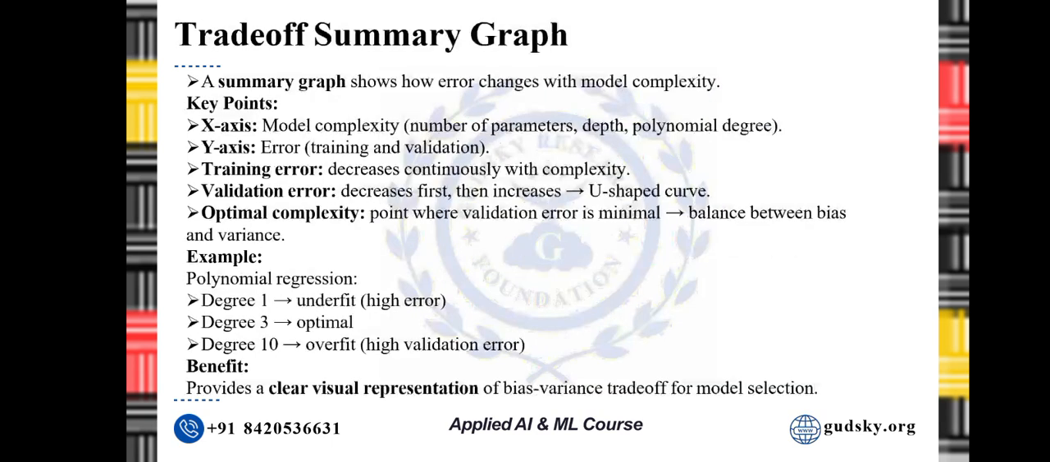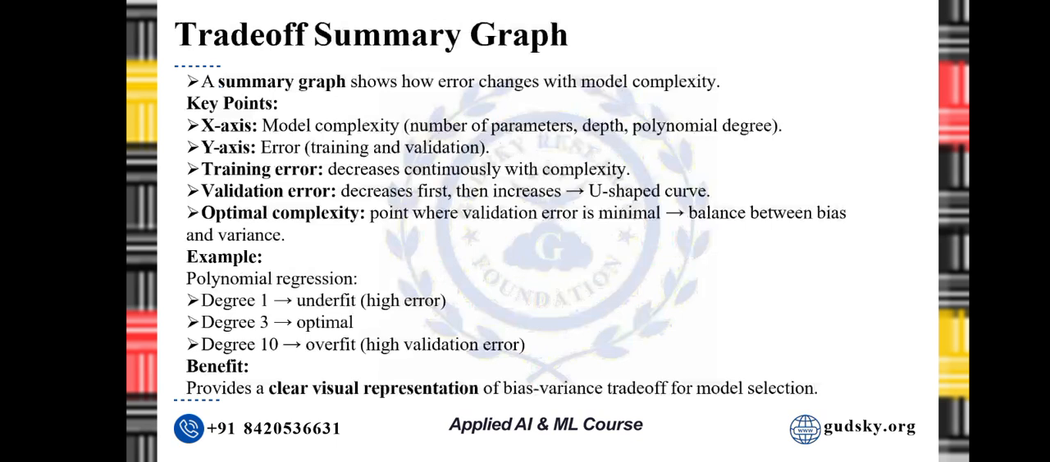And the trade-off summary graph. Here is the final big picture, the bias variance trade-off graph that summarizes how everything connects. X-axis: model complexity, how flexible the model is. Y-axis: error, both training and validation. When we increase model complexity, training error decreases because the model fits data better. Validation error first decreases, then increases again, forming that U-shaped curve.